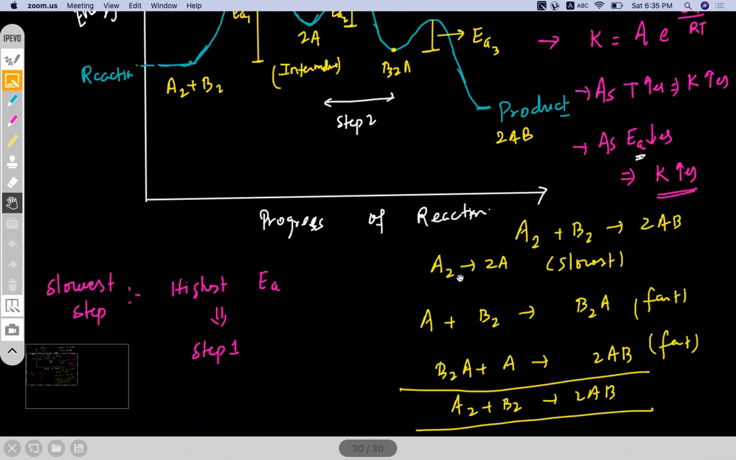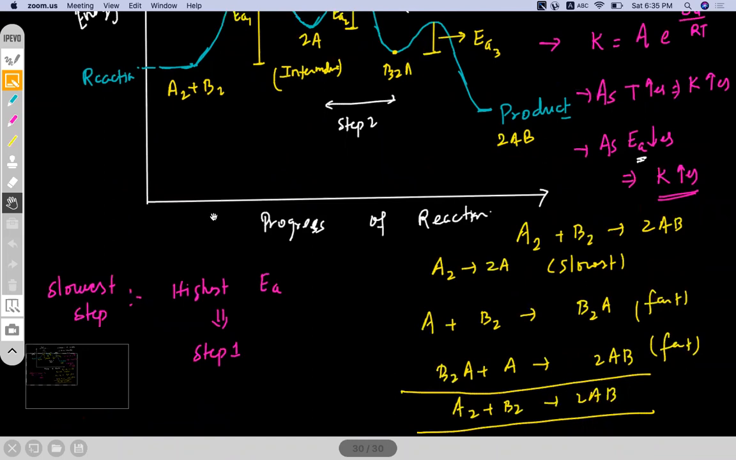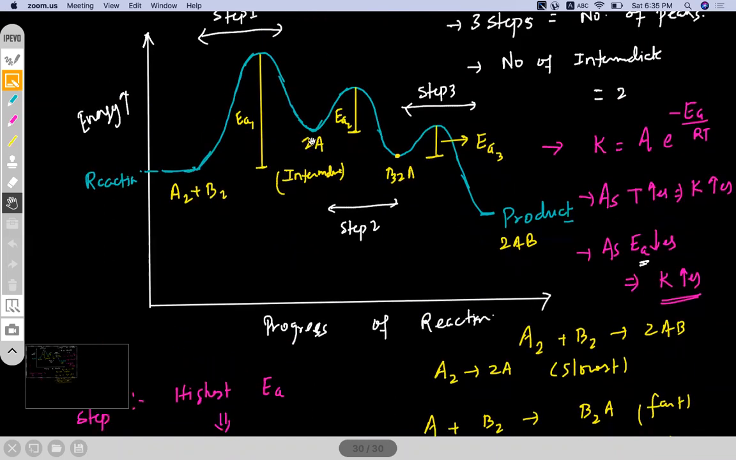Okay. A2 gives 2A. Suppose it is the slowest step. Reacts with B2. Fast. Overall reaction is this. So first step is what? A2, B2 converts into 2A. Then 2A converts into B2A. And then this B2 converts into AB. So this graph I have drawn for this reaction. Now you suppose if this graph is given, reaction is not given, graph is given, and they'll ask you which one is the slowest step.